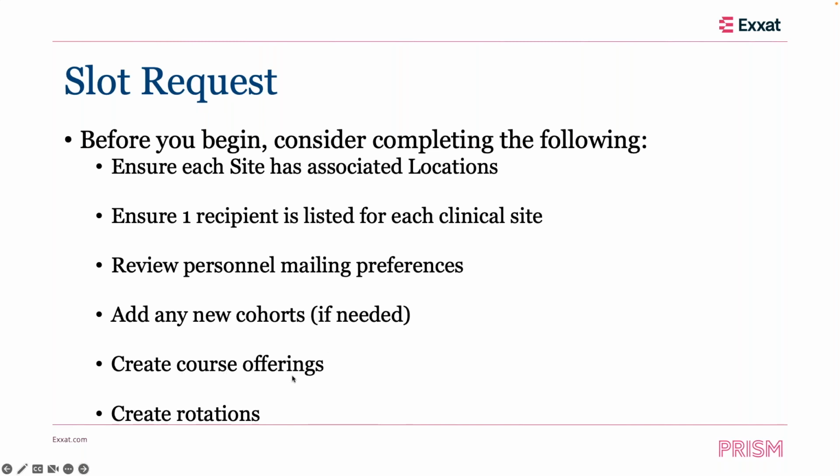And of course, creating your course offerings and your rotations if you plan to request slot availability for them as well. So super important to have those in there, just because once you begin your slot request, you might be looking for a course offering and it might not show up for you. So it needs to be added into the system first before you can select it when building your slot request.